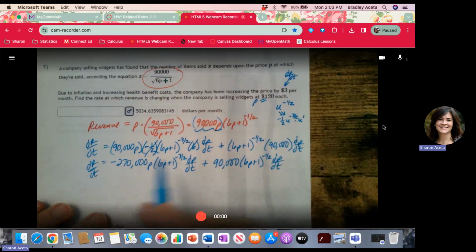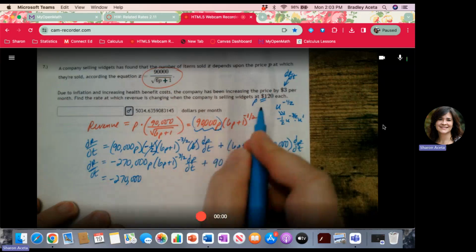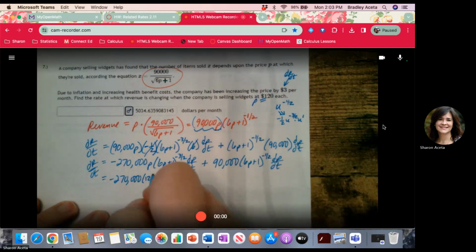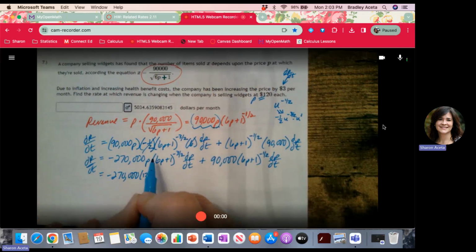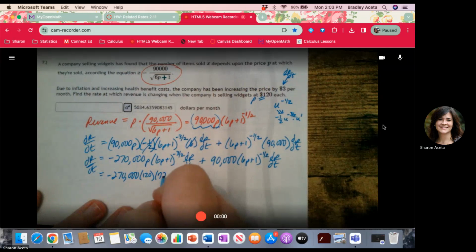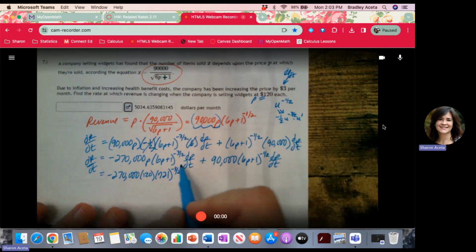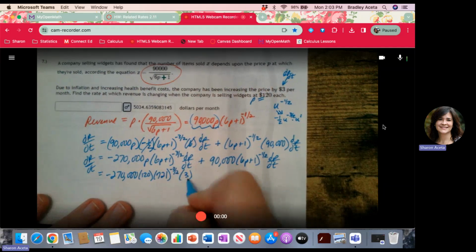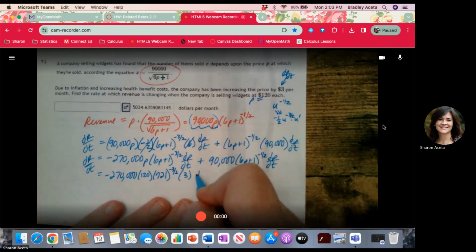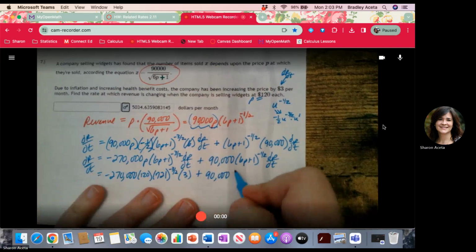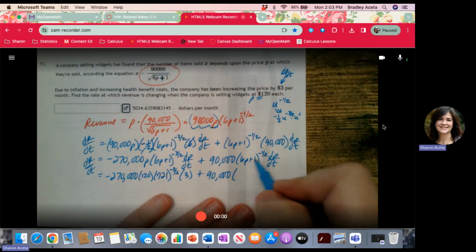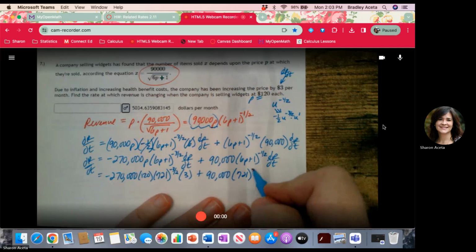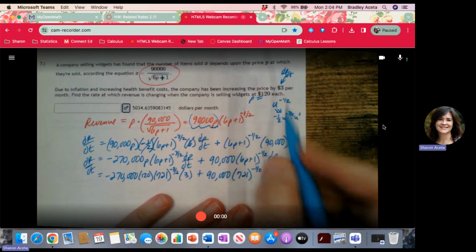Okay, so again, here's what we've got. We've got negative 270,000 times P, which is 120, times 6 times 120 plus 1. Well, 6 times 120 plus 1 is 721 to the negative 3/2. dp dt is 3, right up there, plus 90,000. Again, 6 times 120 is 720, plus 1 is 721, to the negative 1/2, and then dp dt is 3.